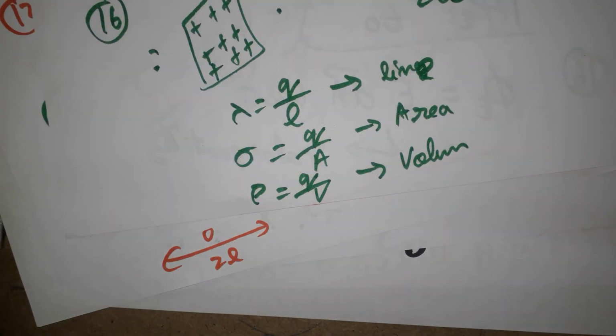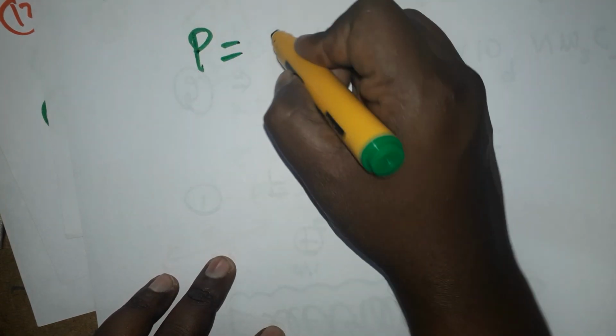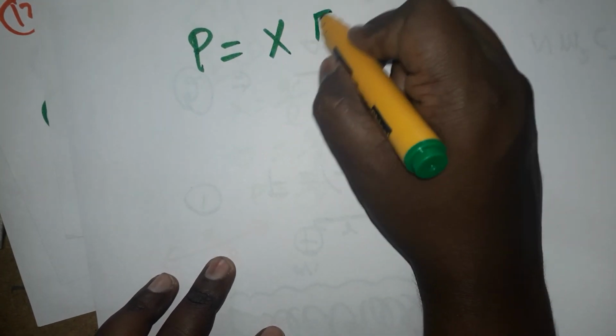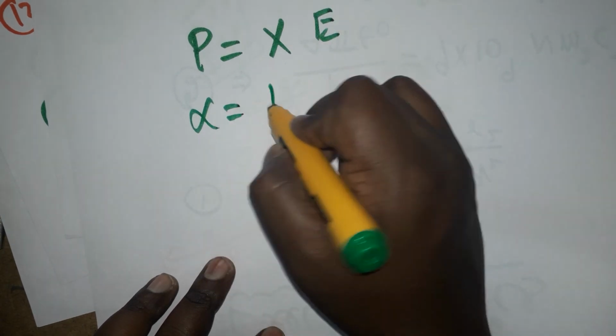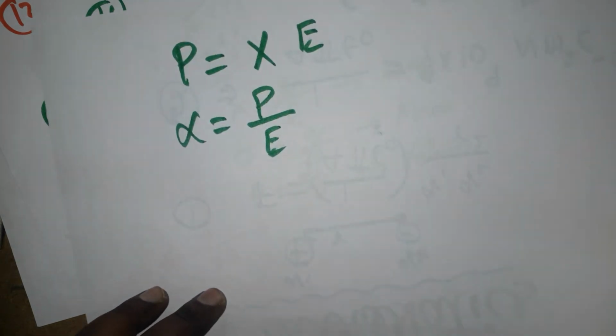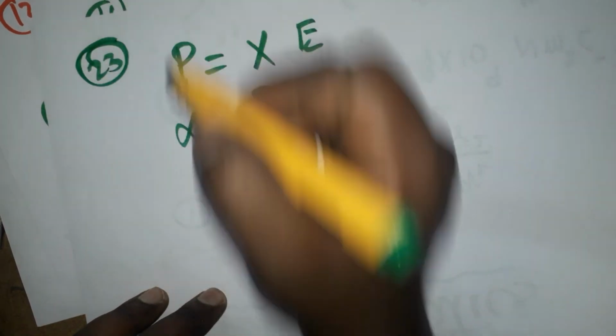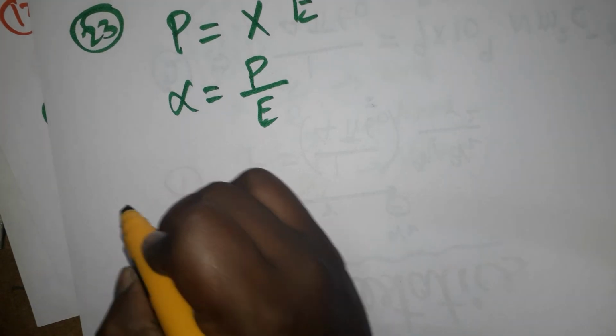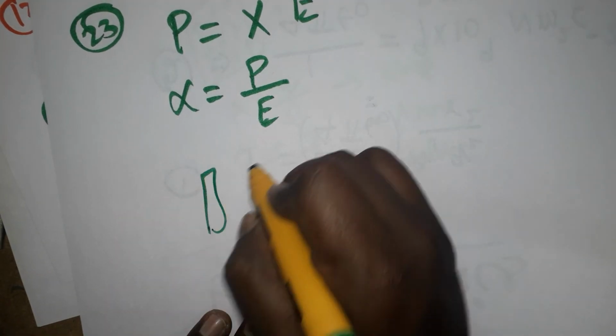Okay. The next thing, electric polarization. Electric polarization is equal to electric susceptibility times electric field. Susceptibility is equal to polarization divided by electric field. It's formula number 23.